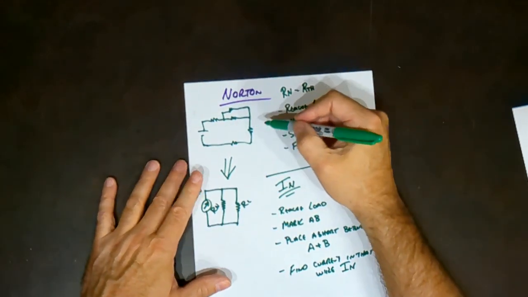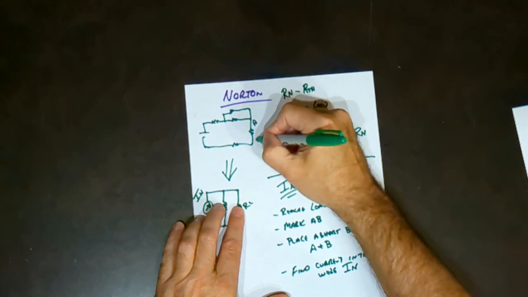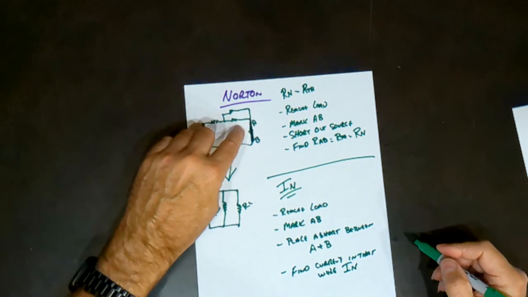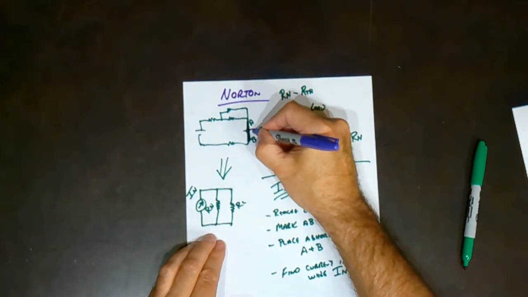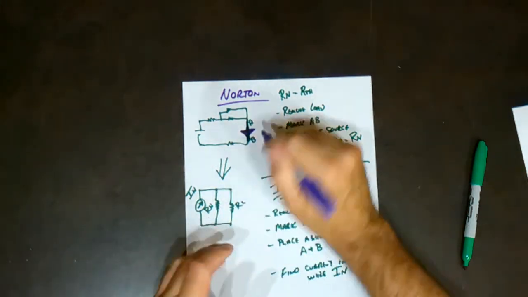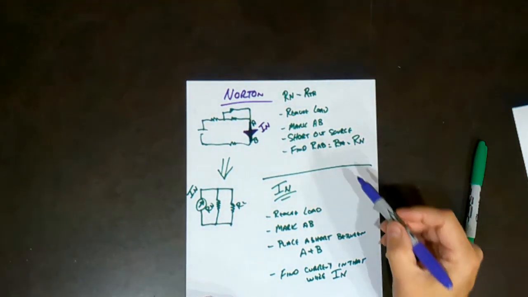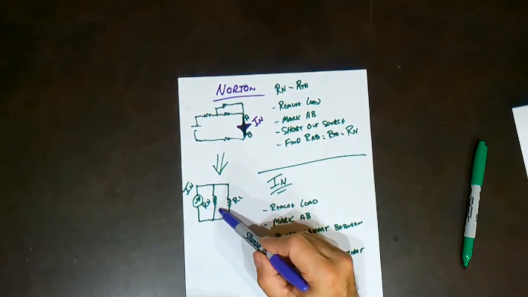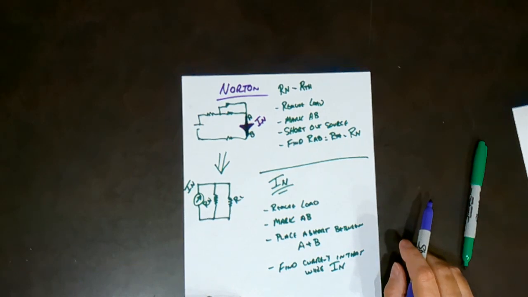So in this example, we remove the load, mark it A and B, then we replace the load with a short, and then what we do is we find the current through that short, and that current is Norton's current. So what you're going to do is take Norton's current, Norton's resistance, and put them into this circuit here and create Norton's equivalent circuit.